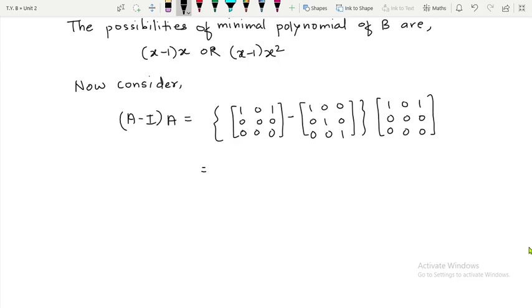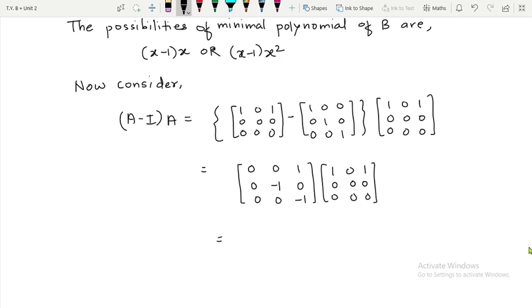So which is further equal to, so if we go on solving, this will be 1 minus 1 is 0, this is going to be 0, 1 minus 0 is 1, this will be 0, this will be minus 1, this will be 0, this is going to be 0, 0, and this is going to be minus 1, 1, 0, 1, 0, 0, 0, 0, 0, 0.